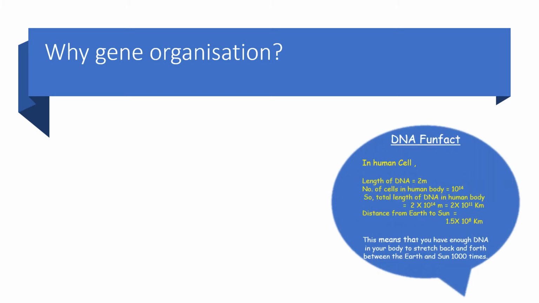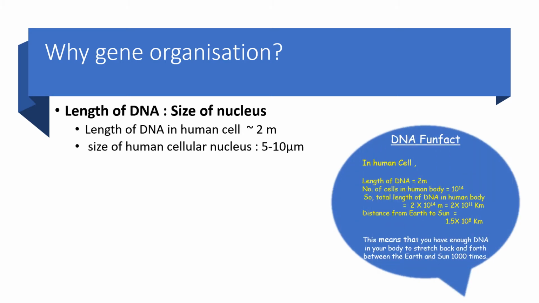In a human cell, the length of the DNA is 2 meters and its width is nearly 2 nanometers, whereas the size of the human cell nucleus is just 5 to 10 micrometers. So we know that the DNA is present inside the nucleus. If you compare their sizes, it is quite difficult for a 2 nanometer width DNA and a 2 meter long DNA to fit into a very small nucleus which is just 5 to 10 micrometers. Hence, the DNA has to be folded or compacted such that it can fit easily into the nucleus.